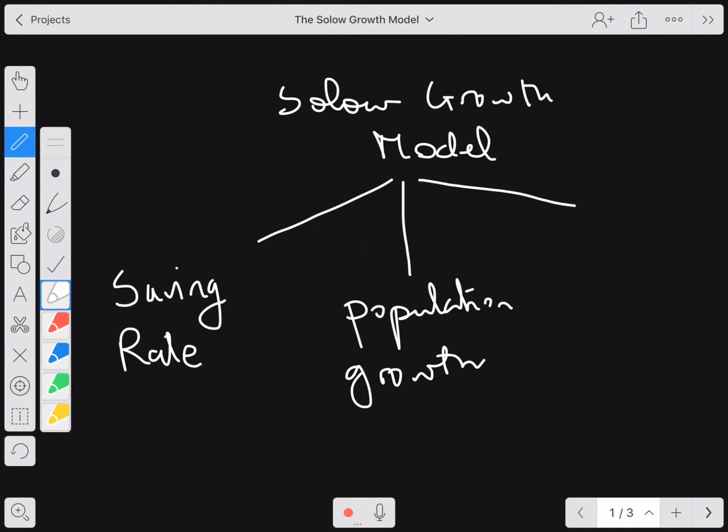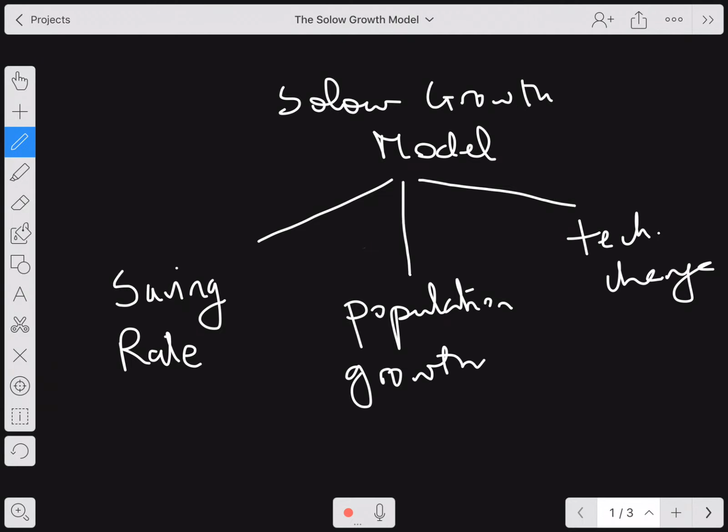So the third factor is technological change. We have three important factors, and those are the three components of the Solow growth model. It's a model, it's an equation, right? And we're going to talk about each of these components in detail.